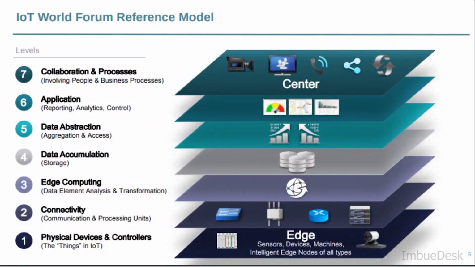Let's come from the bottom. The first layer, physical devices and controllers, is the layer in which all the things are present. I hope you are already aware of the things present in IoT. In the second layer, connectivity related to two or more things is done. We'll be able to communicate one thing's data to another thing in this layer.